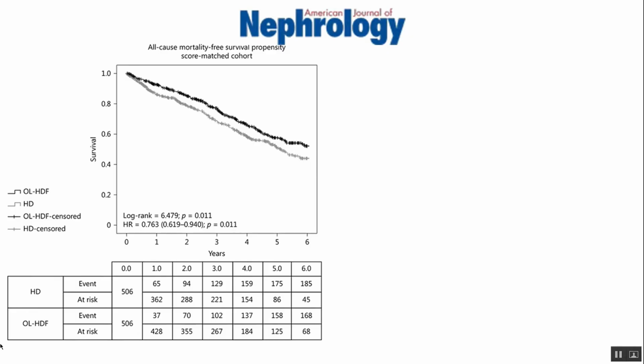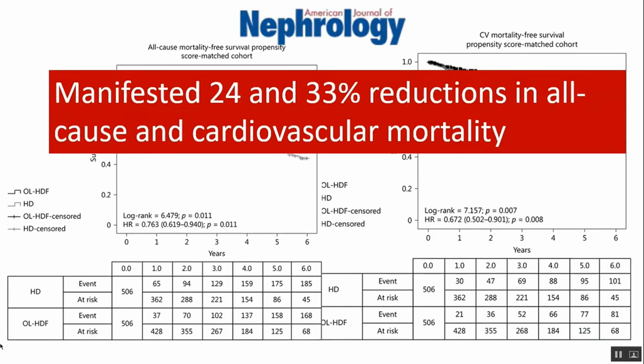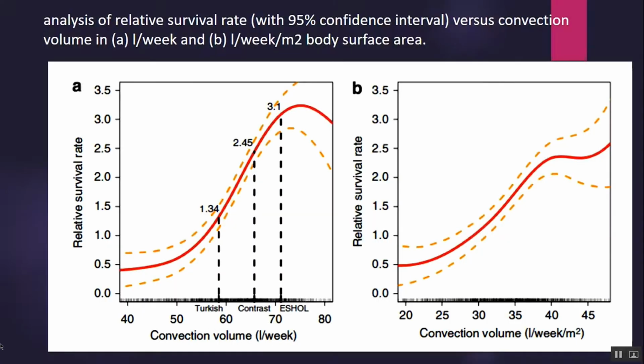There is improvement in all-cause mortality and free survival with higher doses of KT over V. Improvement in all-cause mortality in HDF therapy is dependent on dose. So increasing the dose improves survival.